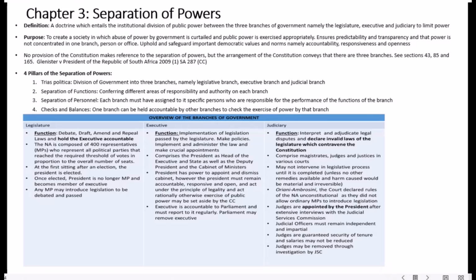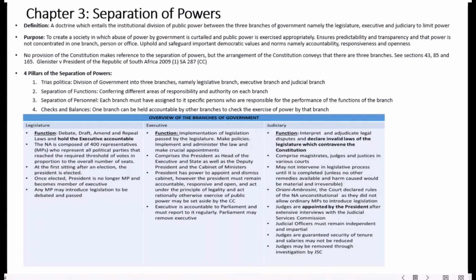And then we've got the executive, colleagues. Its function is to implement the legislation passed by the legislature. It makes policies, implements and administers the law, and it also makes crucial appointments. It comprises the president as the head of the executive, as well as the head of state. And then we've also got the deputy president and the cabinet ministers.